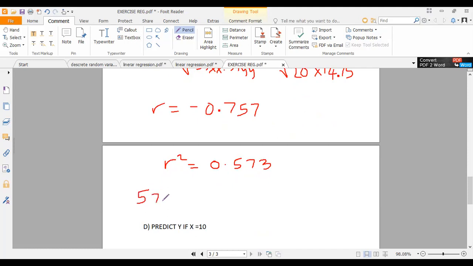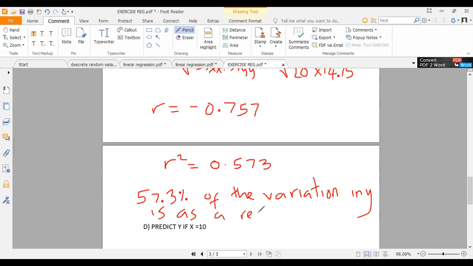It means 57.3% of the variation in Y is as a result of the variation in X. Or we can simply say 57.3% of Y is influenced by X. Okay. So this is what linear regression is all about.